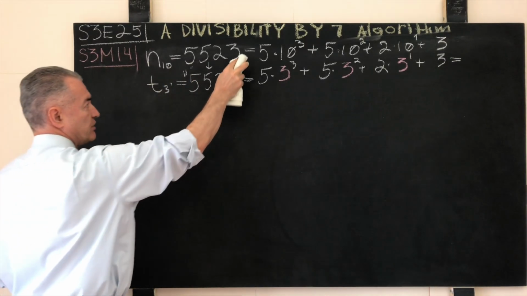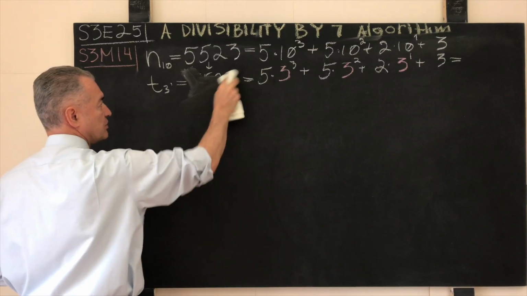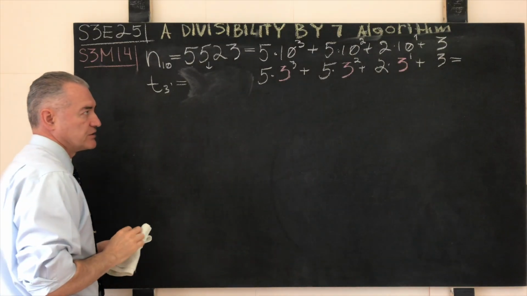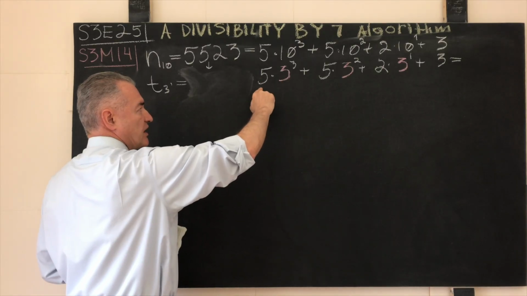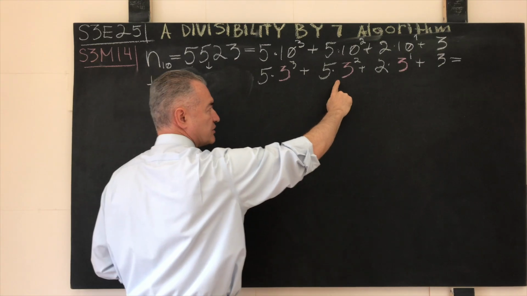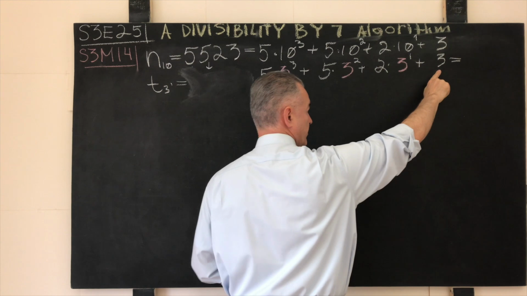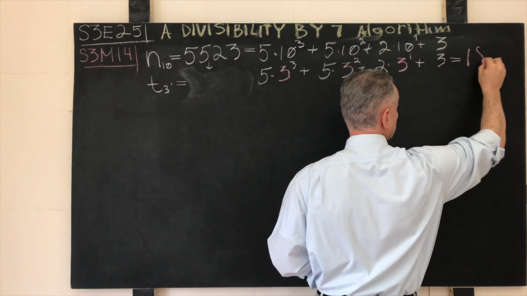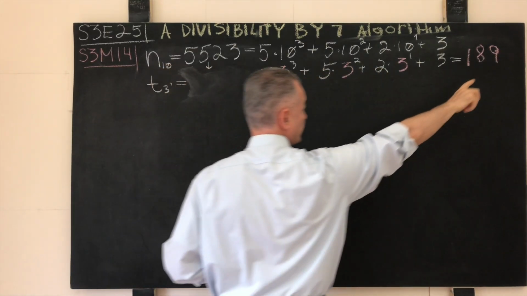If this is confusing, then let me perhaps even erase it. Now that you understand how these things work, we will just use it like so. 3 cubed is 27. 27 times 5 is what? 135. 135 plus 45 is 180. 180 plus 6, 186. 186 plus 3 will be 189. This is our T3 prime, 189.